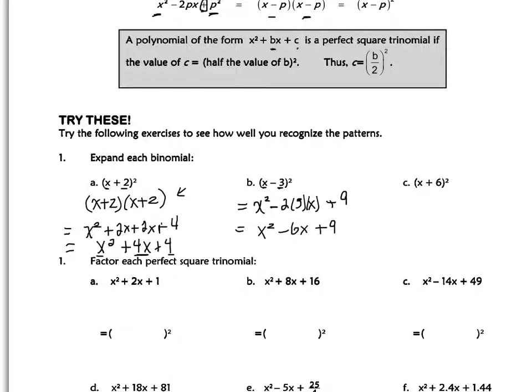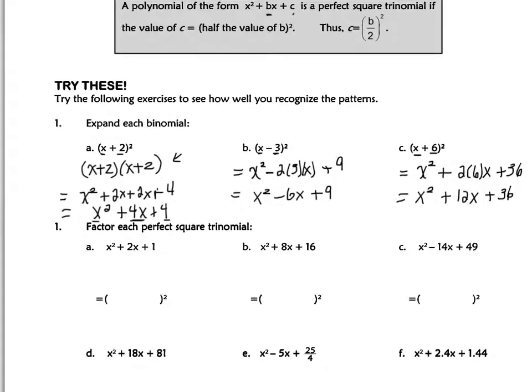And if we use that pattern again here, and again, you don't have to use the patterns if you don't want to. You can multiply it out as x plus 6 times x plus 6. But let's use the patterns again. We'd have the square of the first, then plus twice the product of 6 and x, and then the square of the last. So that should give you x squared plus 12x plus 36.